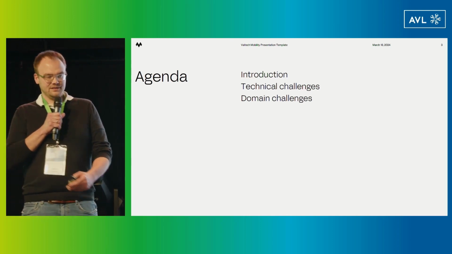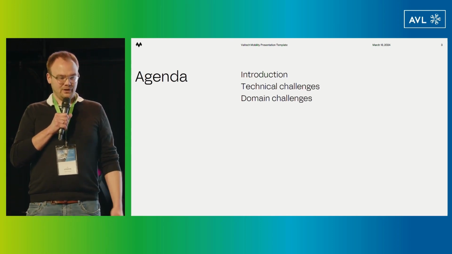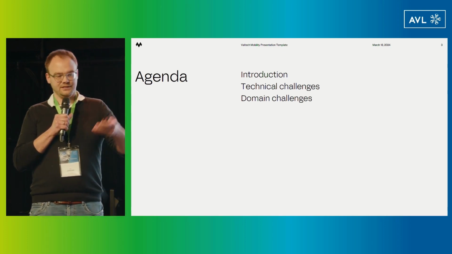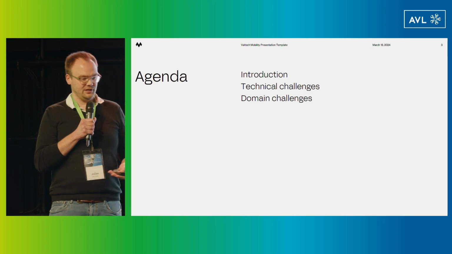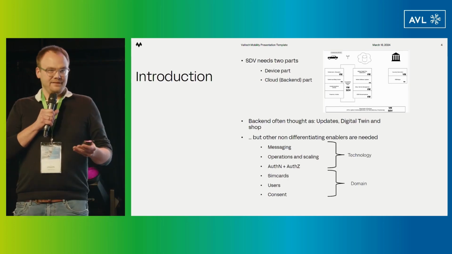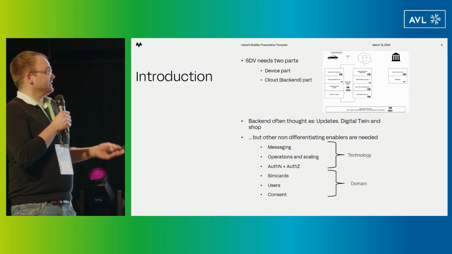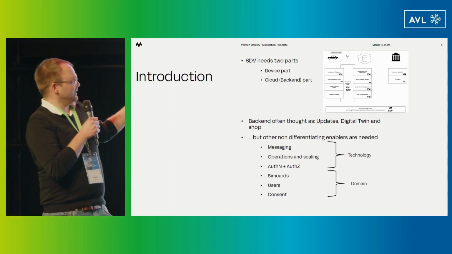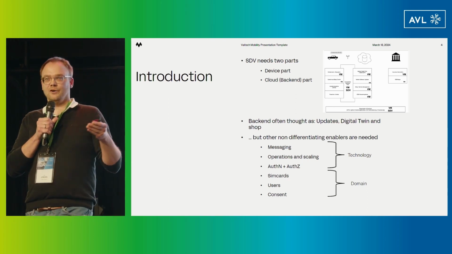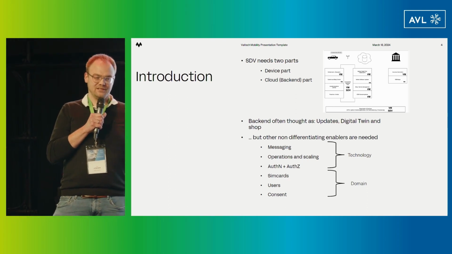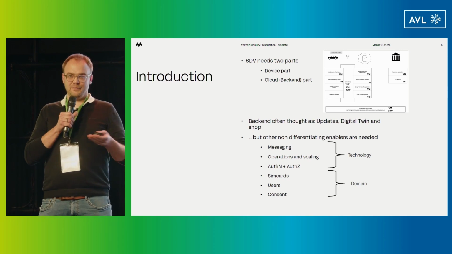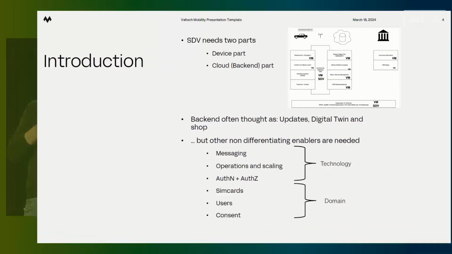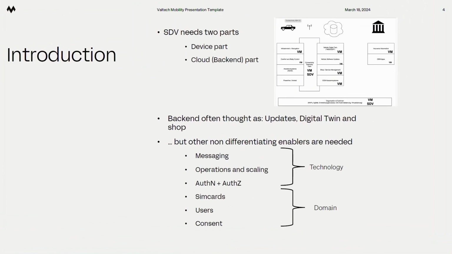So what we're going to see now is what the talk is about. I'll give a short introduction to the topic, and then we go to the technical challenges and where we want to contribute, and then to the domain challenges. The SDV, in our opinion, needs two parts. It has the vehicle part, and you always have the backend or cloud counterpart, which mostly consists of a digital twin. The backend provides updates, and maybe a shopping functionality where you can buy software and install it on the device.